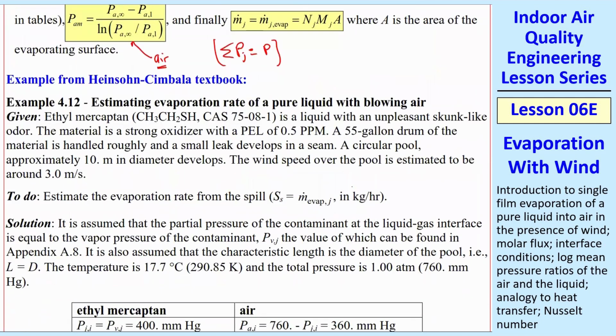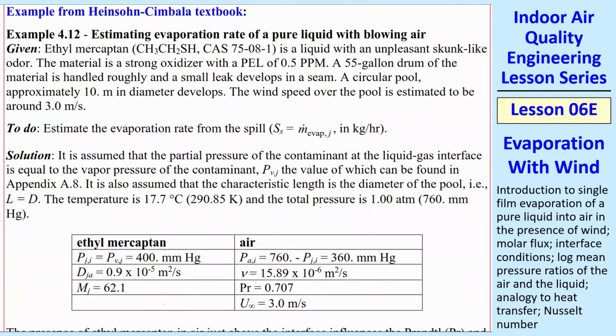Instead of writing all this out, I just copied and pasted from the textbook, and I will walk you through this. We're estimating the evaporation rate of a pure liquid. When we wrote this book, we tried to make things as real to life as possible. So suppose you have ethyl mercaptan. It's a liquid. It has a skunk-like odor. PEL is very small, 0.5 ppm, so this is bad stuff.